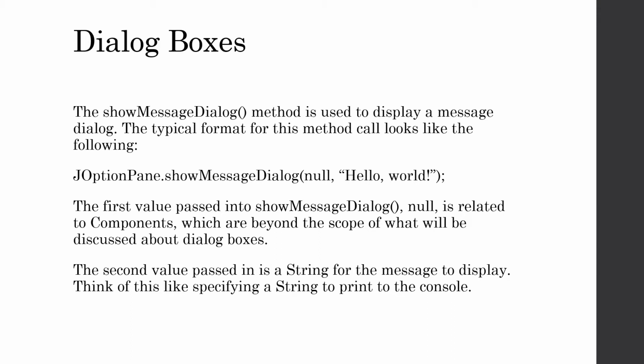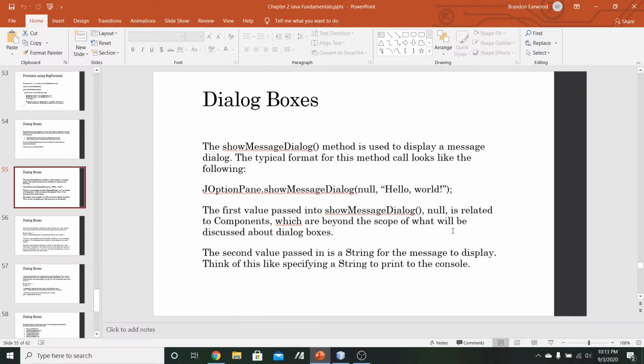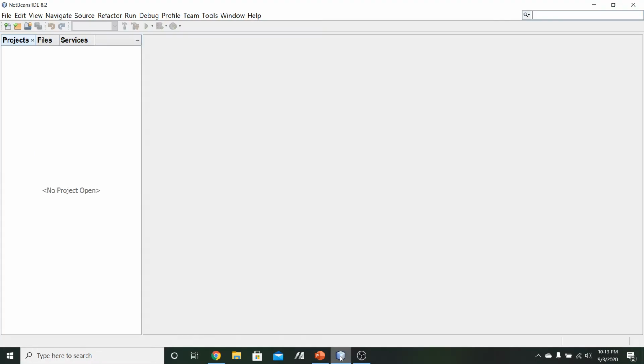The second value is the one that we're going to be the most interested in. This is where we're going to provide a string that shows the message that will actually be displayed in that message dialog. You can kind of think of it like whenever you're specifying a string in a print statement that you want to print to the console. So let's go ahead and start setting up a program to demonstrate this. I'm going to initially be using this to demonstrate our message and input dialogs, but as we go through this, I'll slowly refine it and turn it into kind of like an actual application.